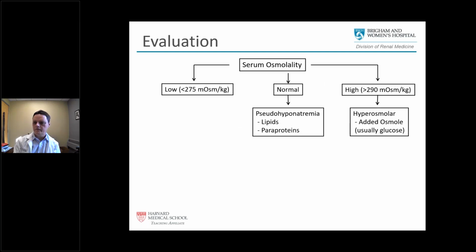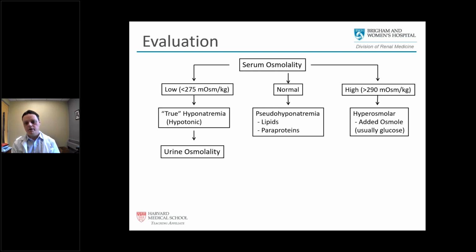All right, so this is patients with normal serum sodium levels, serum osmolality, or a high serum osmolality. In the context of a high serum osmolality, it's usually because of an added osmol, and typically this is glucose. With a normal serum osmolality, it is lipids, paraproteins. What about a low serum osmolality?